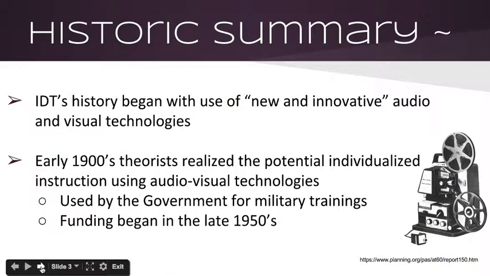The history of instructional design and technology started out as using technology because of its new and exciting capabilities, such as audio with the radio, visual with film production, and eventually audio and visual through video production. In the early 1900s, theorists realized the potential of individualized instruction through the use of audiovisual technologies. The U.S. government used these technologies to produce instructional trainings for the military during World War II, and after the war, instructional television gradually turned into the use of computers in education. Government funding for media research and curriculum development began in the late 1950s.